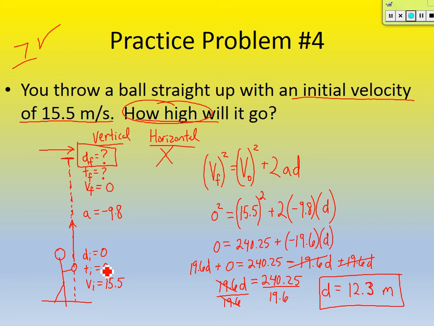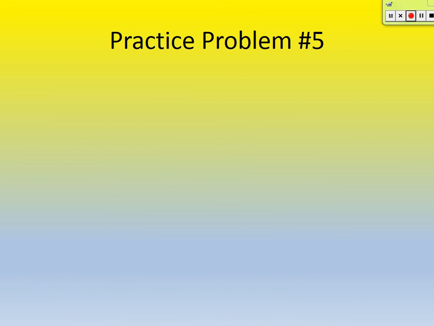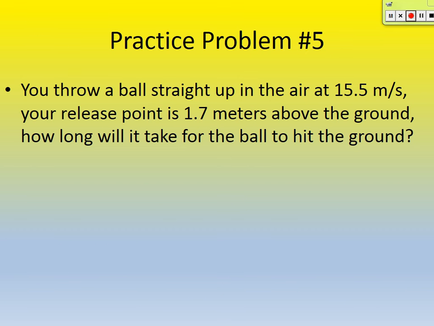I've got one more practice problem in this video, and it's a complicated one. Practice problem number 5. So please pay attention to this problem. This one's going to be a little more complicated. So it says you throw a ball straight up in the air at 15.5 meters per second. Your release point is 1.7 meters above the ground. How long will it take for the ball to hit the ground?